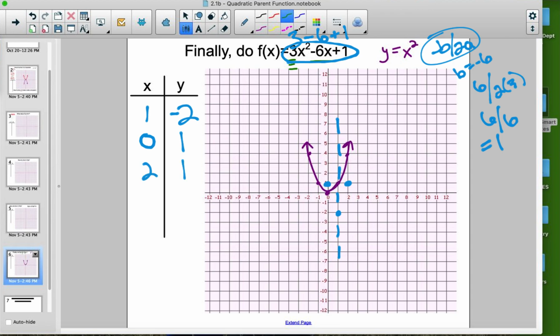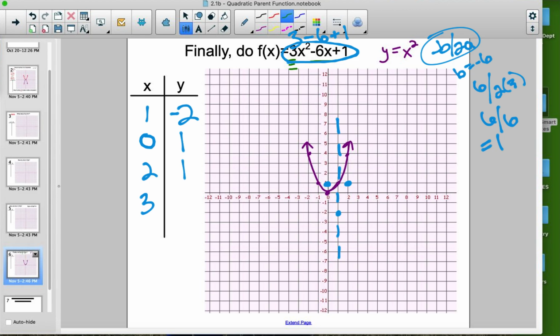Now, if you wanted to go ahead and plug in 2 just to show, 3 times 2 squared is 12, minus 6 times 2 is 12, so 12 minus 12 plus 1, it's going to give me 1, but that's not coincidence. That's because it mathematically works because of the axis of symmetry. Right, and so at this point, I can just plug in one more point. I'm going to plug in 3. 3 is not terribly difficult to work with.